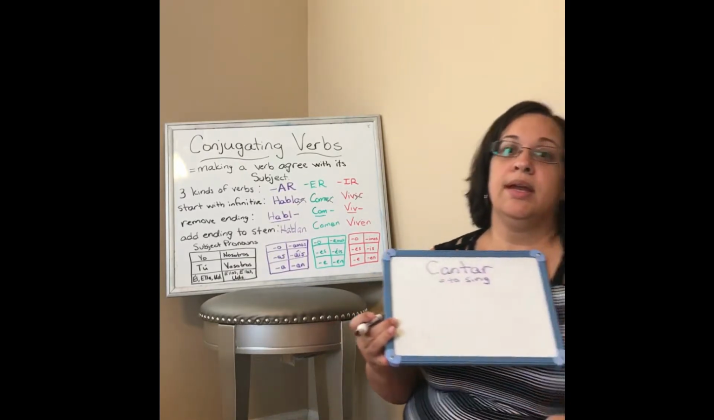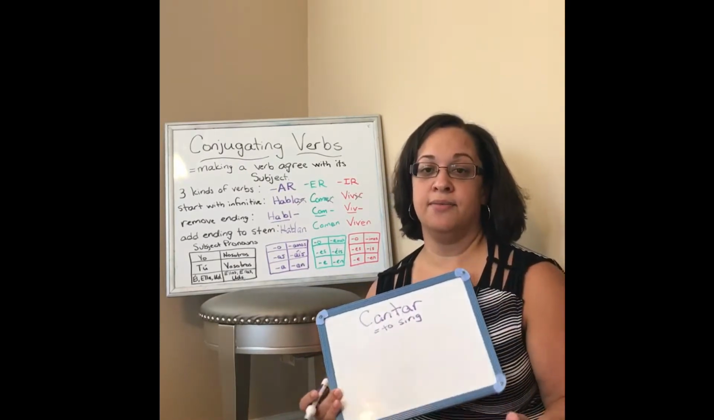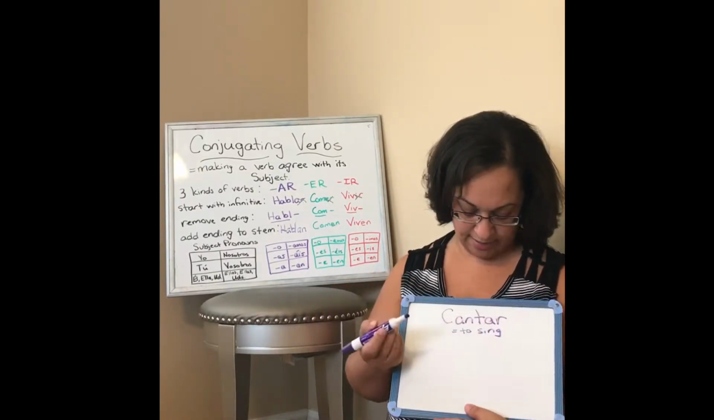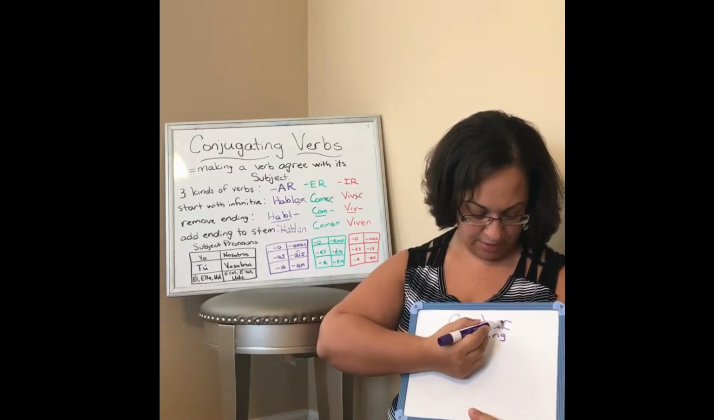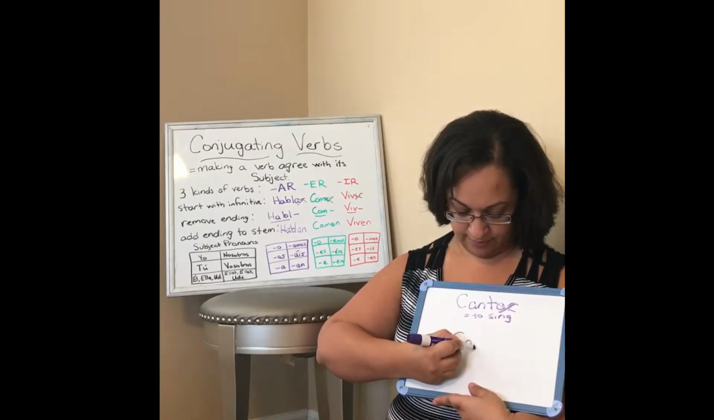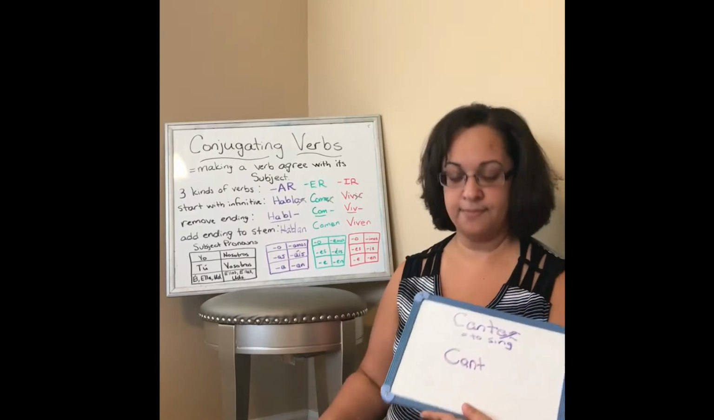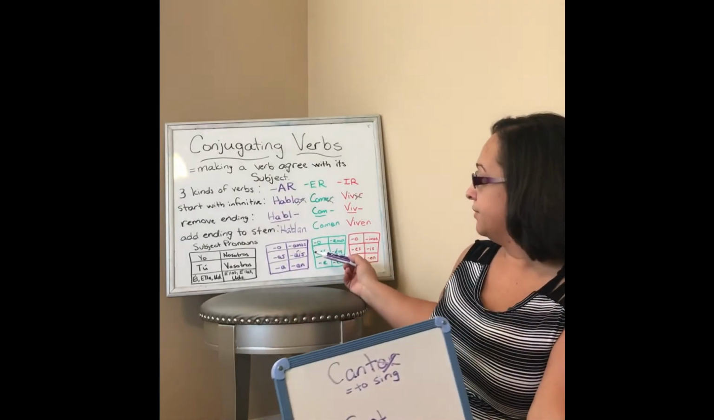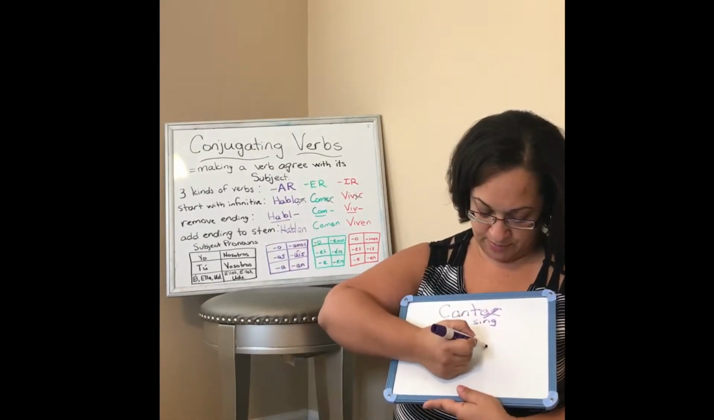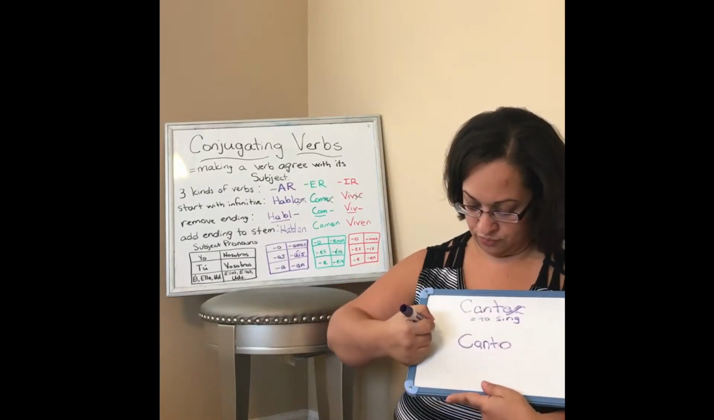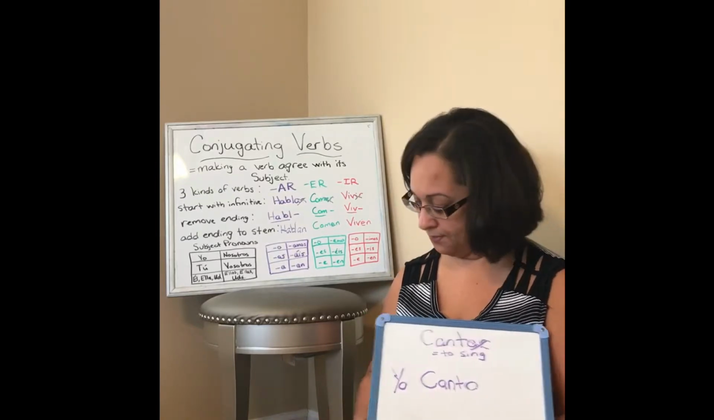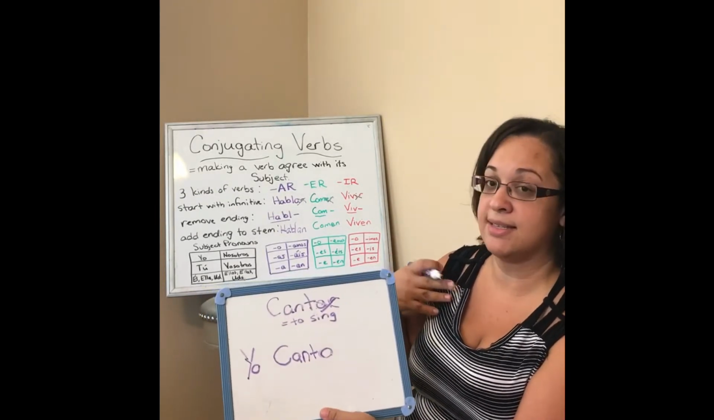So if I want to say I sing, what I'm going to do is first drop this AR, so I'm left with cant. Now, based on our chart with the AR, if I want to say I sing, the ending is o. So this would be yo canto. Yo canto means I sing.